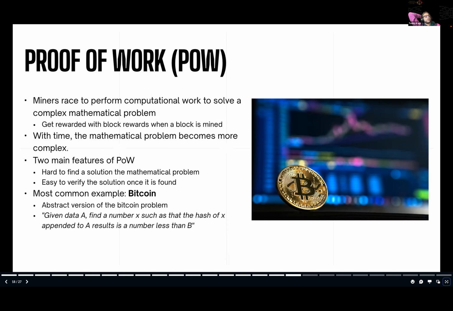Bitcoin's problem, in a very abstract version, is: given data A, find a number X. X is like the nonce that we're looking at, such that the hash of X appended to A results in a number less than B. So as more and more blocks are getting added to the Bitcoin blockchain, that hash has to get smaller and smaller and smaller. And it's up to the miner's job to find the nonce that will validate that block.